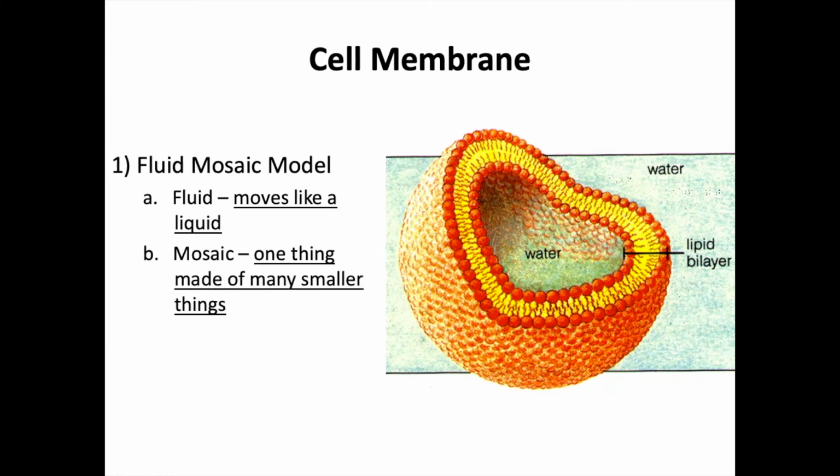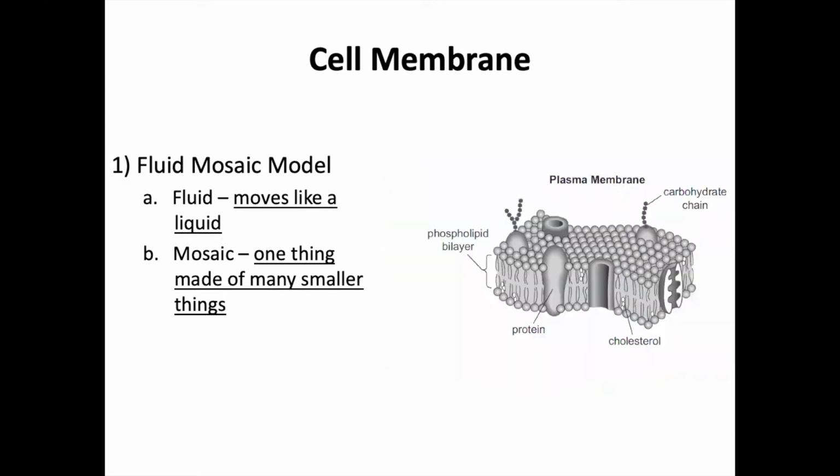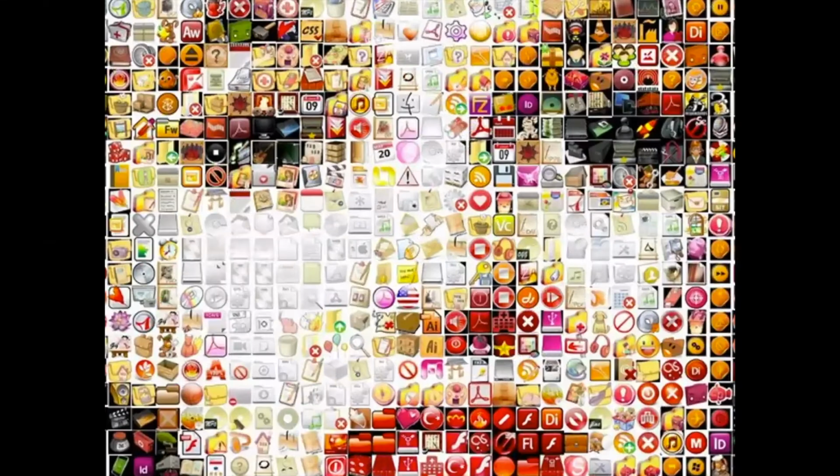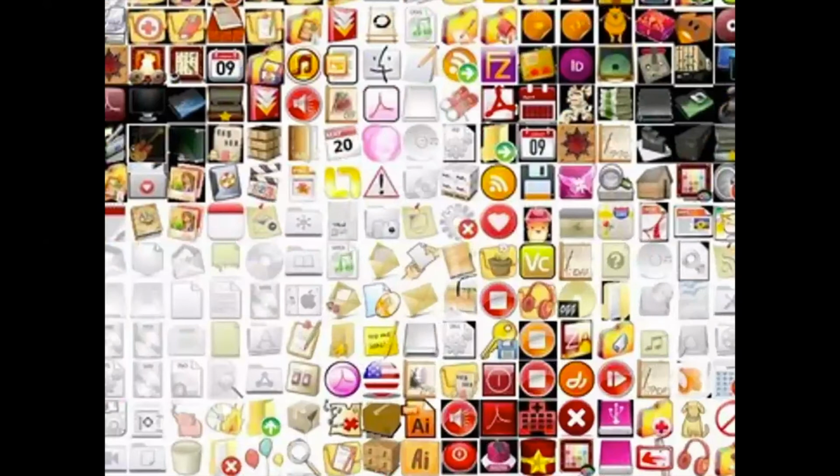And a mosaic. Those of you in art class already know what a mosaic is, or at least you should. Mosaic is when one thing is made up of a whole bunch of smaller things. Show you an example here. This is a picture of an old actress. You may not know her. It is Marilyn Monroe. But if we zoom in, you start seeing a whole bunch of smaller pictures.